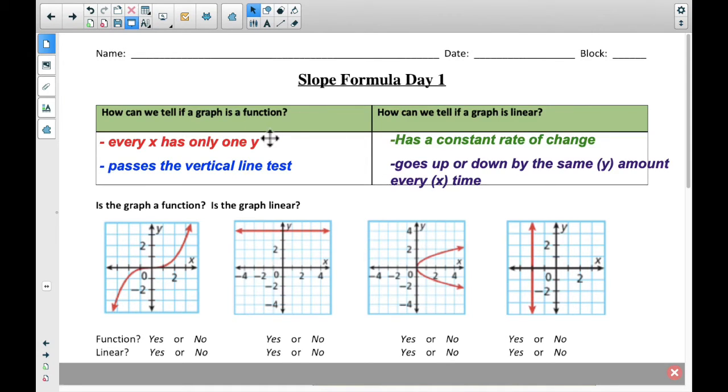Okay, that's if a graph is a function. What about if a graph is linear? If a graph is linear, it has a constant rate of change. What that means is it goes up or down by the same amount, the same y amount, every x time. And so throughout the course of this video, we're going to talk about all 4 of these concepts.